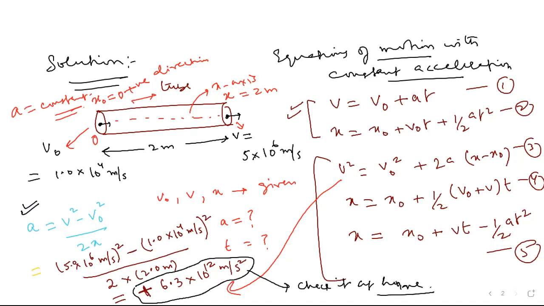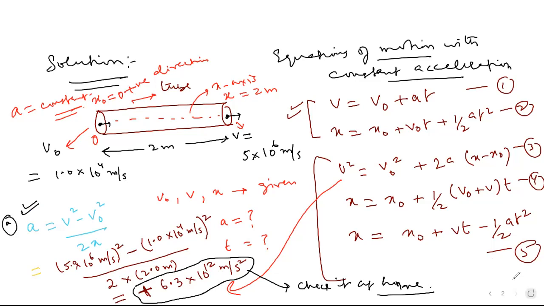So we have obtained the acceleration. Part A we have solved. This was our part A of the problem. This plus sign has meaning. That means the acceleration is, velocity is changing per second by 6.3 into 10 raised to 12 meter per second. Plus means that acceleration is taking place in this direction. That means when the particle is going from x naught to x, it is accelerating, because this positive direction we have taken as the direction of motion of the particle.